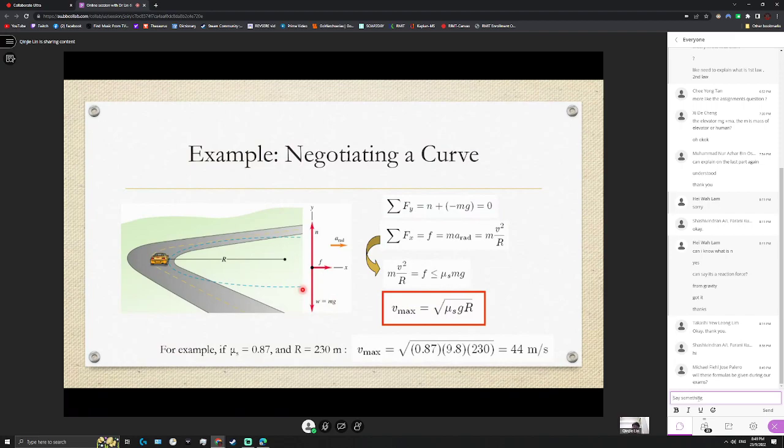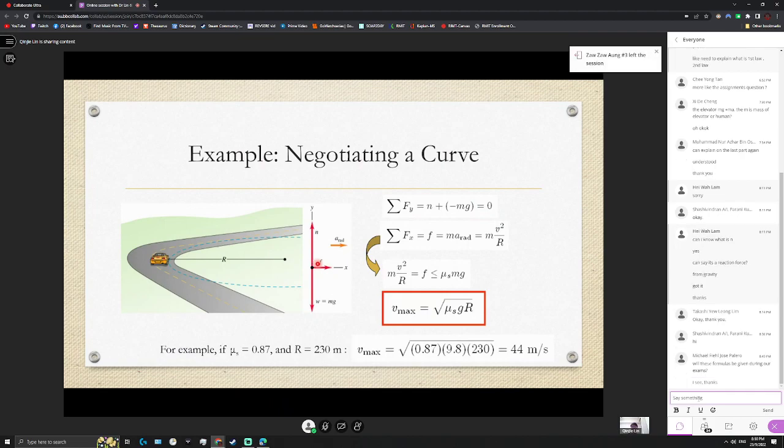Michael asked, will these formulas be given during our exams? Some yes, some no. The formulas that will be given are in the formula sheet. You can go to Canvas to see the formula sheet. It should have been uploaded by the course coordinator. That formula sheet will be what you'll be given, so those that are inside will be given to you, and you can refer to that.